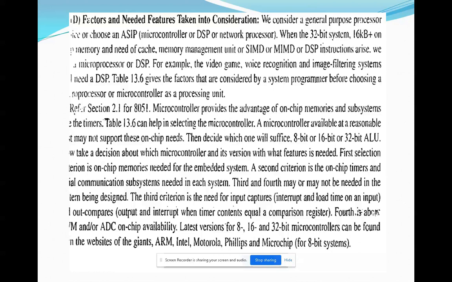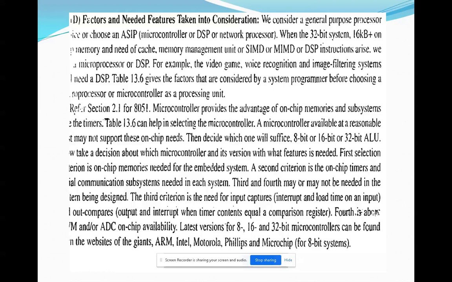So when it is a 32-bit system, with 16 kilobyte plus on-chip memory and a need for cache, memory management unit, or SIMD, MIMD or DSP. SIMD is single instruction multiple data, and MIMD is multiple instruction multiple data. Or DSP, that is digital signal processor instructions, so a microprocessor or DSP will come under this memory management unit of processor.